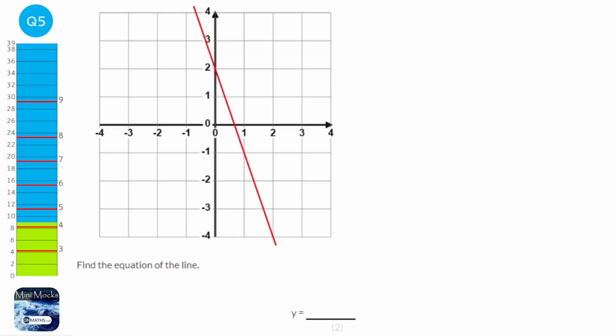We can write the equation of any straight line as y equals mx plus c, m being the gradient and c being the y-intercept. Now the y-intercept is the easy one because it's just where the line crosses the y-axis. In this case, it's going to cross it at 2.